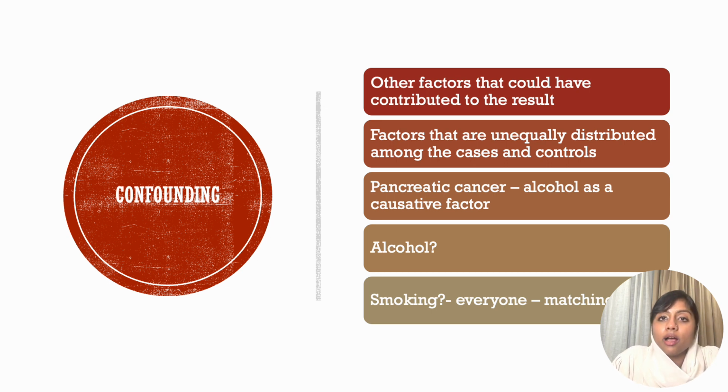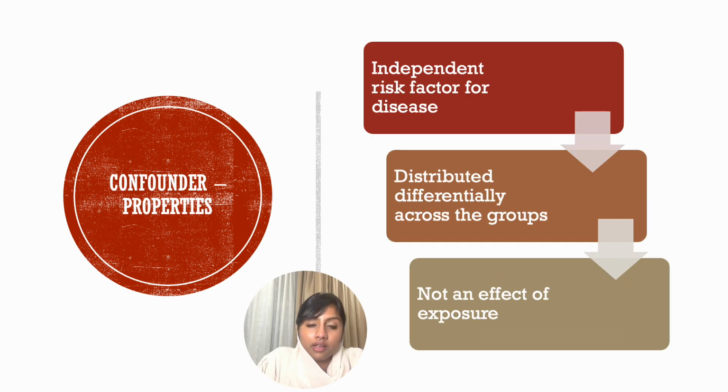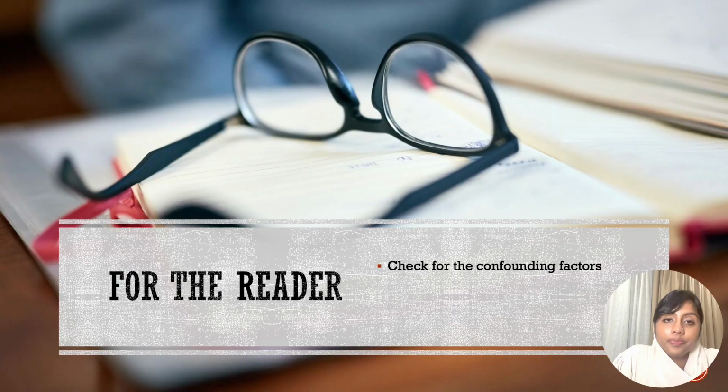So what are the properties of a confounding factor? These are independent risk factors which are distributed differentially across the groups, the cases and the controls, and they are not an effect of the exposure. What do I mean by that? For example, if junk food is causing obesity and we're looking at the association of junk food and hypertension, then obesity is just a subsequent effect of junk food, and you can't consider obesity as a separate confounding factor.